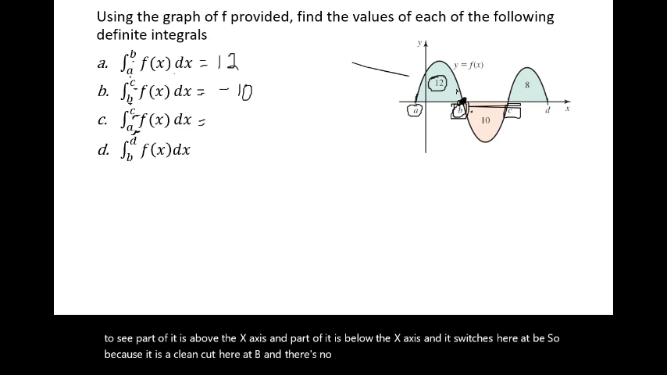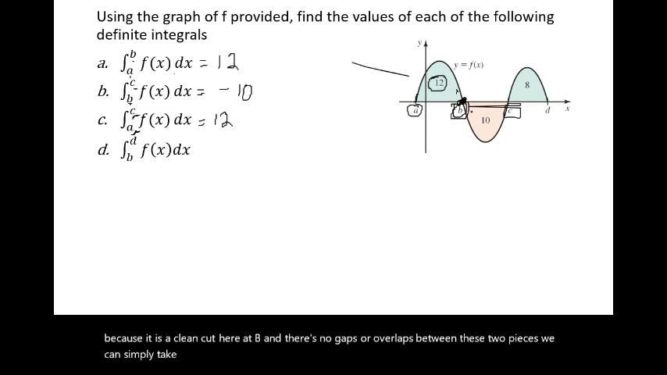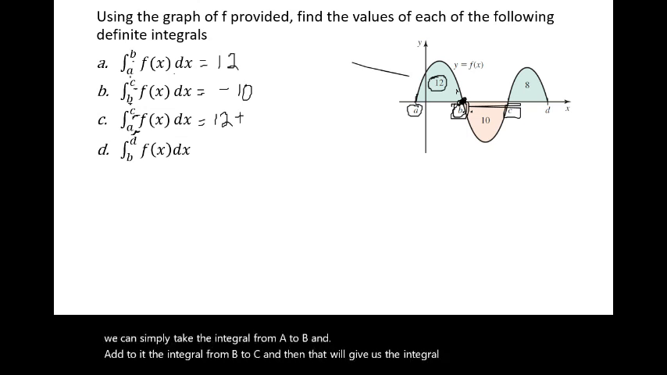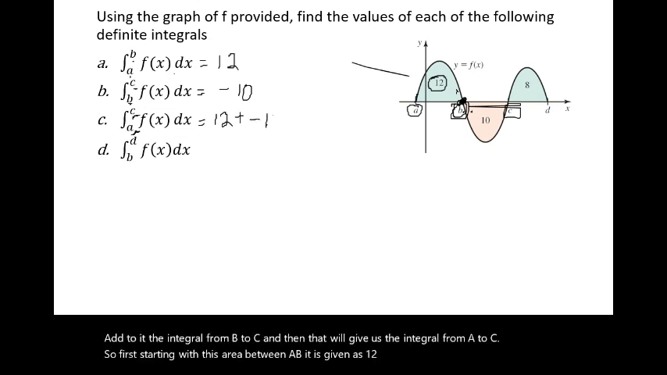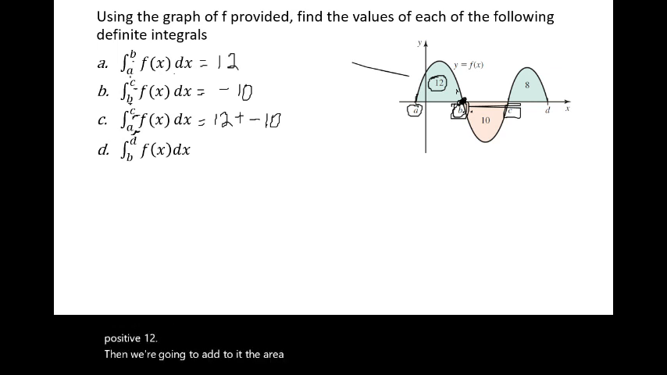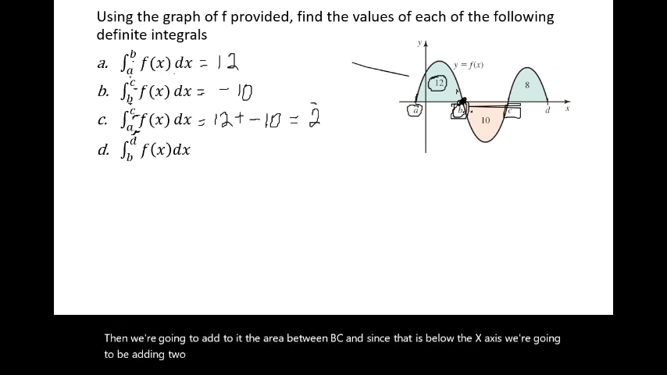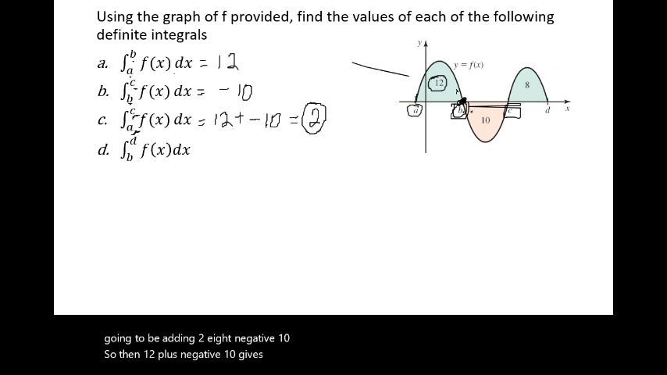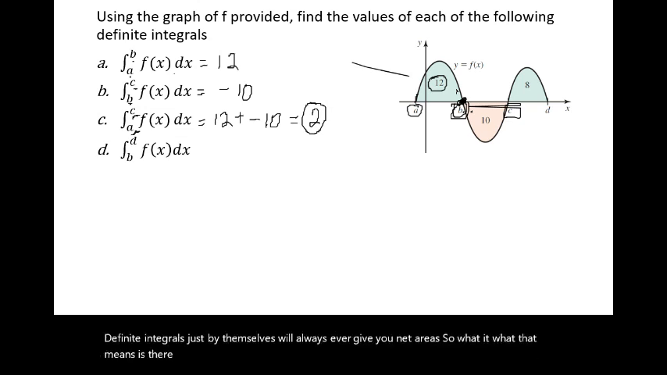First, the area between a and b is given as 12 above the x-axis, so that counts as a positive 12. Then we add to it the area between b and c, and since that is below the x-axis, we're adding a negative 10. So 12 plus negative 10 gives us a net area of 2. Definite integrals by themselves will always give you net areas. What that means is there is slightly more area above the x-axis than below the x-axis.